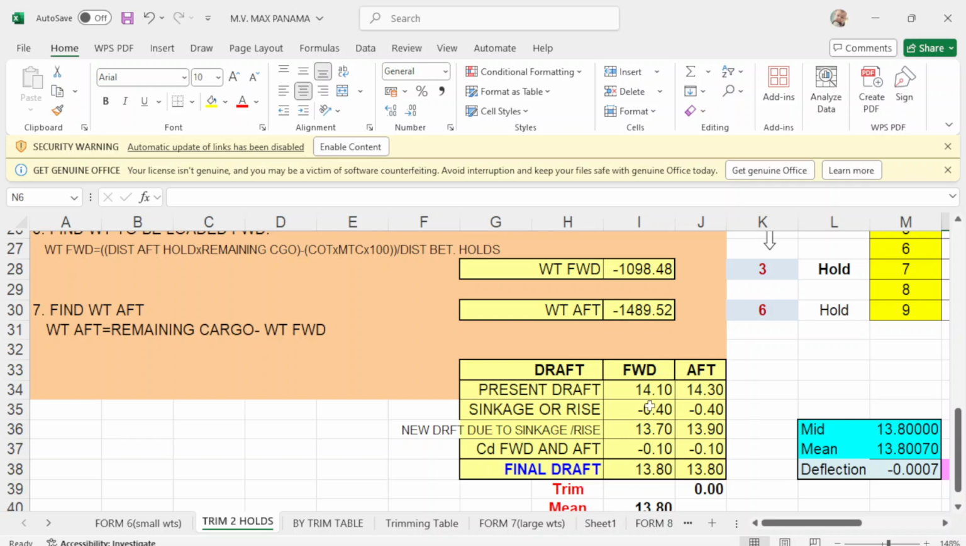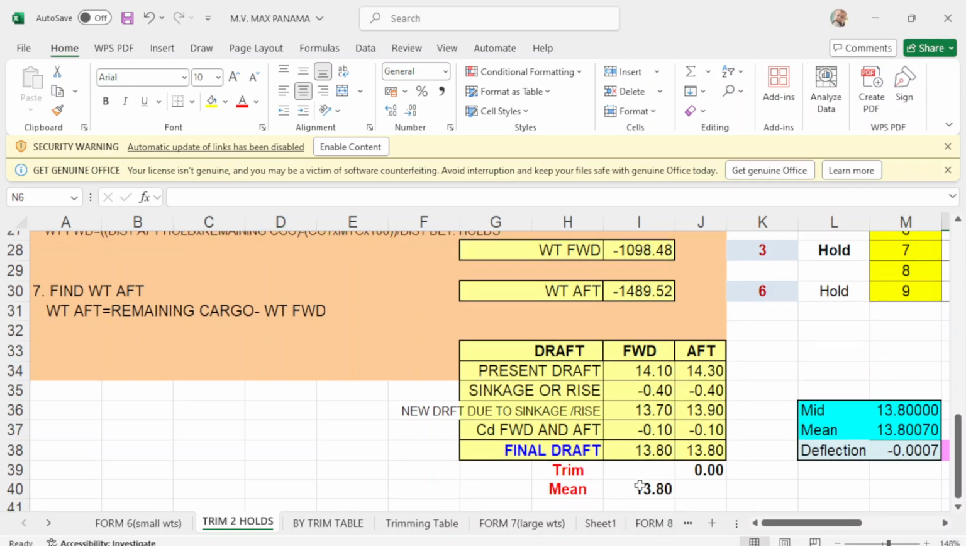See, forward is 13.80, up is 13.80, and you apply here the change of drop forward and up, which is 0.10, 0.10, and your rise here is 40 centimeters. Then you have a even keel situation here, and your trim is 0, your main drop is 0, and your deflection is 0.